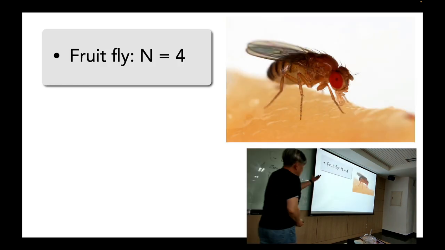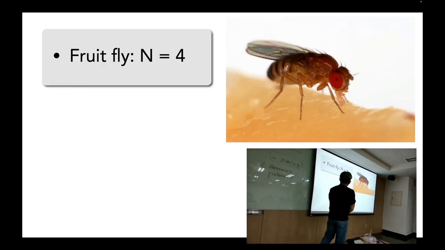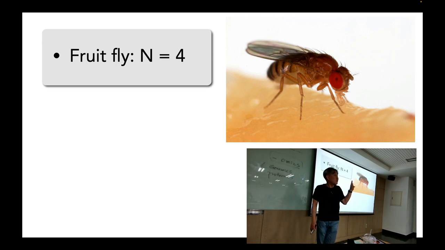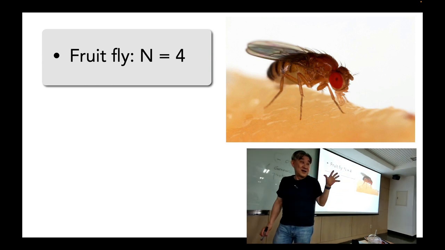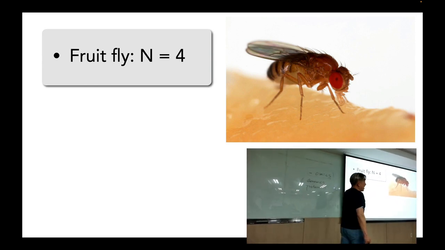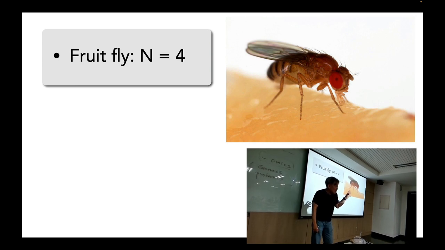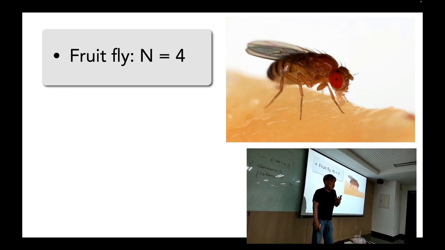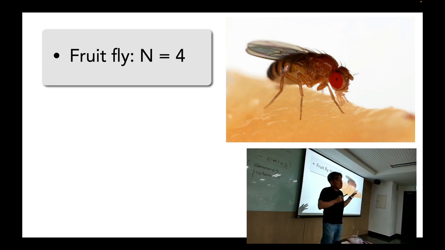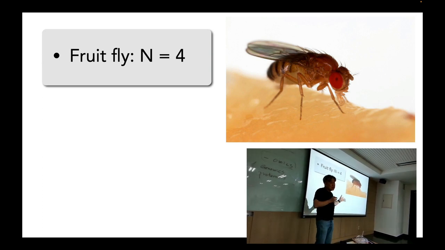So, this fruit fly genome is N equals 4, 2N equals 8. They have only 4 different chromosomes, very small. But surprisingly, their number of genes is only about half of what we have. We can boast 23,000 different genes. So, we are human.